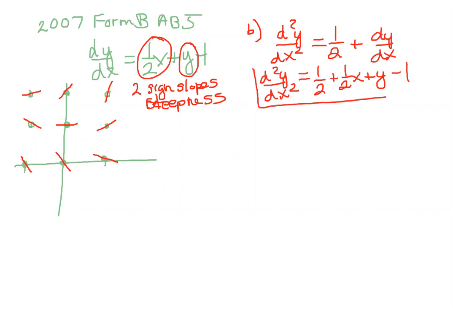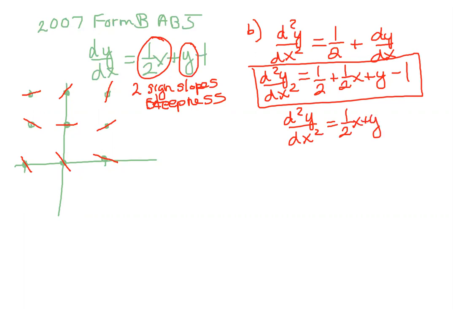So here's our second derivative in terms of x's and y's. Well, actually, we could put the 1/2 and the 1 together. So probably a better answer is 1/2 x plus y minus a half. That's a better answer. All right, that you would get 2 points for getting that right there.